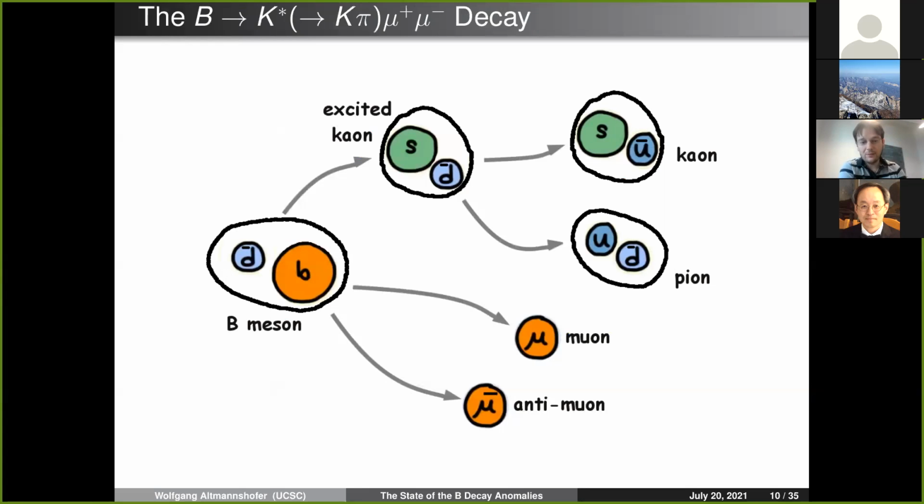At the quark level, it's again the same b to s mu mu transition as we have been looking at so far. Now that we have these 4 particles in the final state, there are several angular observables that one can look at. This 4-body final state is characterized by in total 3 angles. And then one can look at the angular distributions in those 3 angles and not only predict the rate of that process, the branching ratio of that process, but also these angular observables.